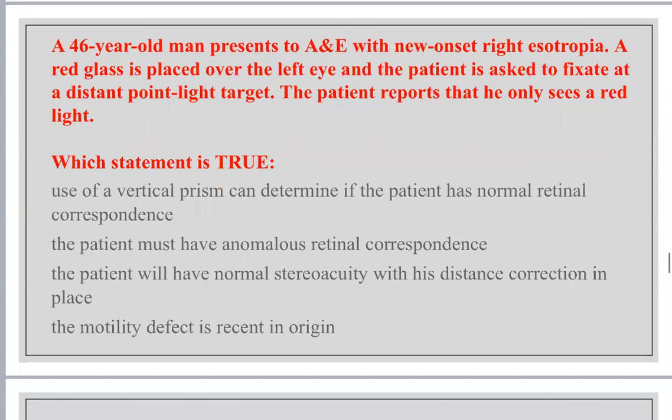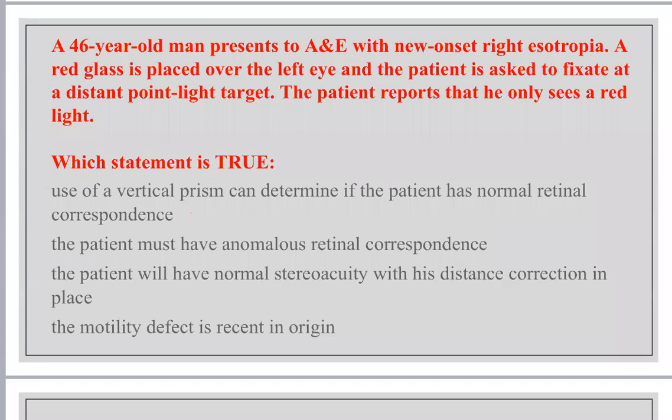Again, a 46-year-old man, new onset of right isotropia, red glasses placed over the left again, and the patient is asked to fixate at a distant point. The patient reports that he only sees a red light. This means that this patient has an element of suppression. So we must put a prism. Use of a vertical prism can determine if the patient has normal retinal correspondence or not.